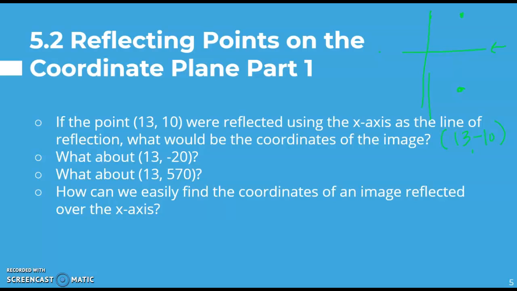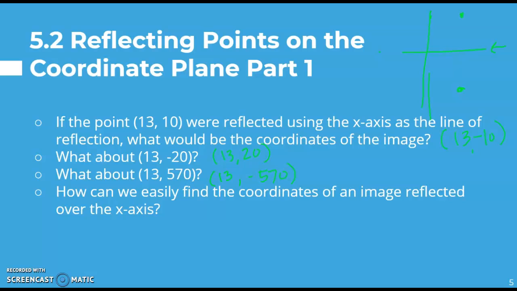Okay, (13, -20): I'm going to go over 13, down 20. If I'm reflecting it over the x-axis, I'm still going to go over 13, but now I'm going to go up 20. For (13, 570), I'm still going to go over 13, but instead of going up 570, I'm going to go down 570. So we can see for all of these and for the previous slide that our x value is never changing. We're still going over the same distance on our x-axis. What changes is whether we go up or down. So it's our y value that's going to switch signs.